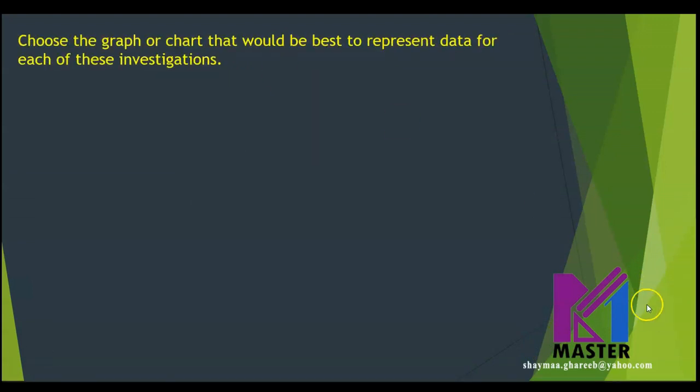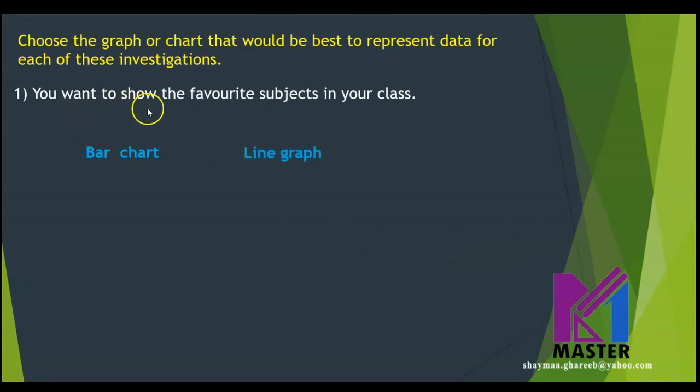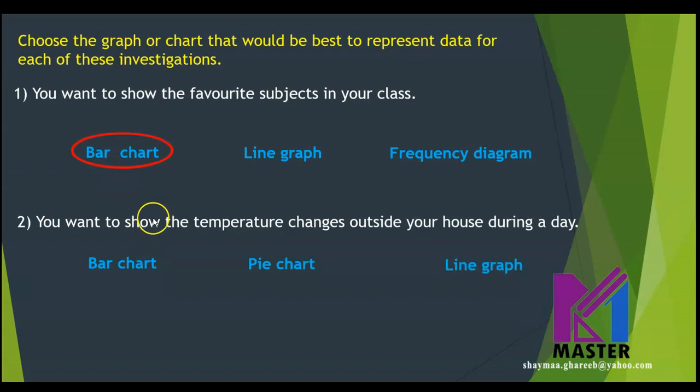Choose the graph or chart that would be best to represent data for each of these investigations. Let's see the first one. You want to show the favorite subjects in your class. So, which graph would you choose here? Is it a bar chart or line graph or frequency diagram? First, I have to ask myself, what type of data is it? Is it continuous or discrete data? What do you think? Of course, it is discrete data. So I will choose the bar chart.